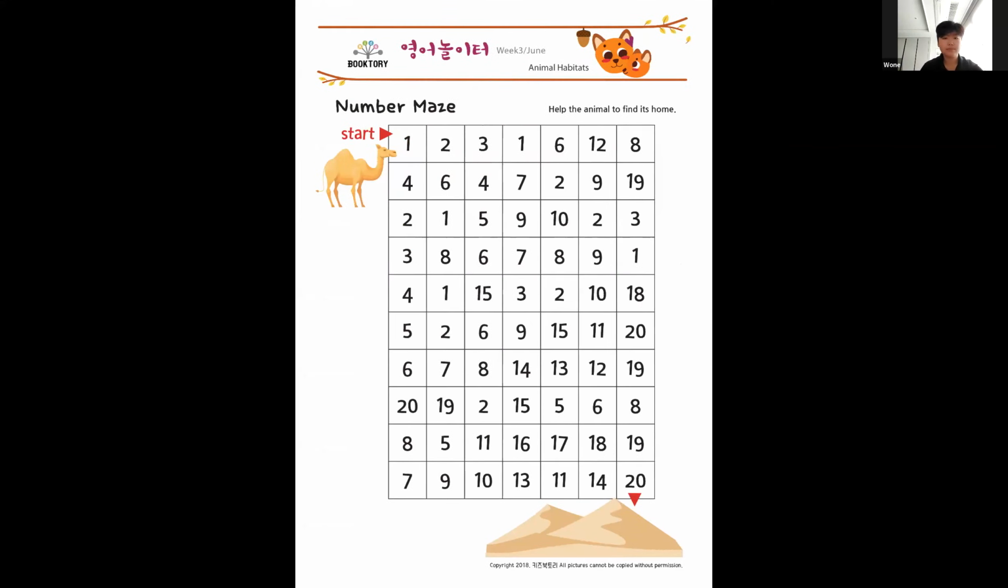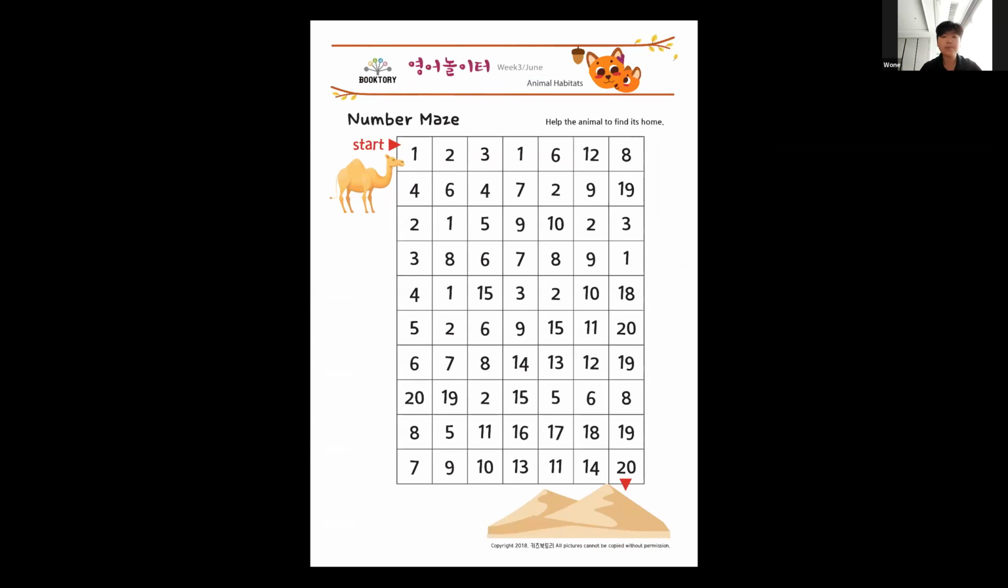All right, here it's the same thing. You're going to get the camel back to the desert. And what you're going to do, you're going to follow the number maze. So now you're going to count your numbers in order. I'll start you off. 1, 2, 3, 4, 5, 6. What's next? Is it 8? Is it 15? No, it's 7, 8, 9, 10, right? So what you're going to do is keep going until the end in order.